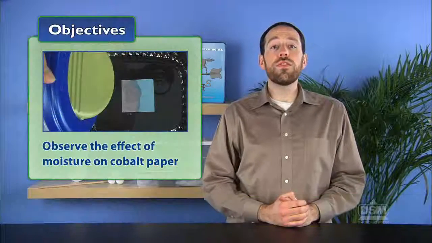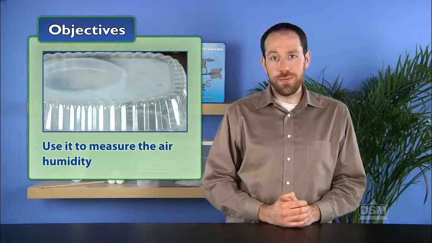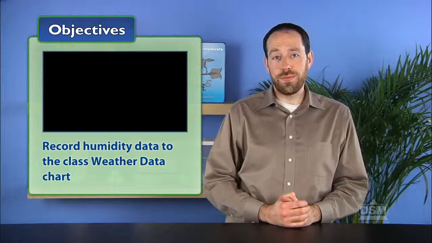In Activity 8, Humidity, students observe the effect of moisture on cobalt paper and use it to measure the air humidity. Students then begin to record humidity data to the class weather data chart.